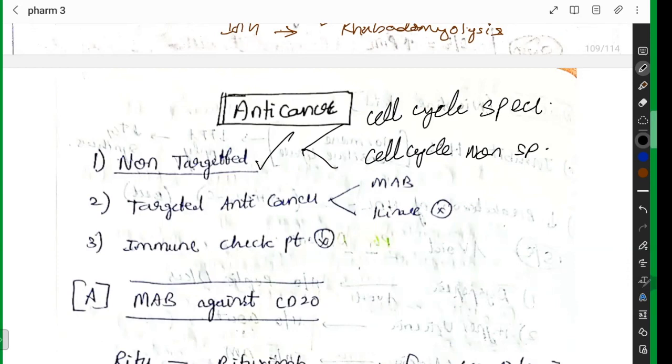Vinca alkaloid, excellent. Second one is taxanes, excellent. Third one. What is the third drug which we saw under the heading M phase inhibitors? The one that starts with I. Ixabepilone. Okay.